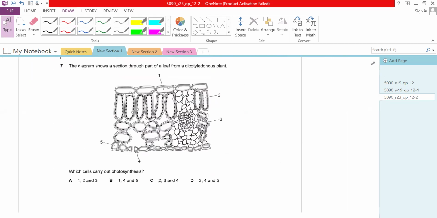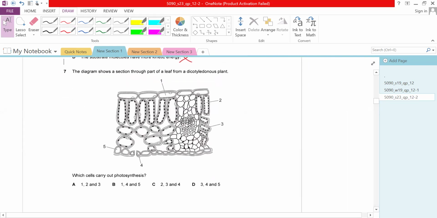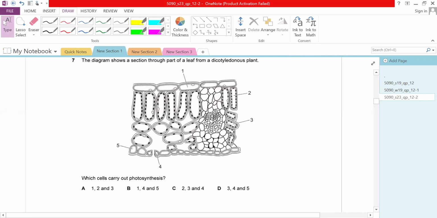Question number 7. The diagram shows a section through part of a leaf from a dicotyledonous plant. Which cells carry out photosynthesis? Now you have to figure out which cells carry out photosynthesis: 1, 2, 3, 4, or 5. Option A is 1, 2, 3; then 1, 4, 5; then 2, 3, 4; and 3, 4, 5. Okay, so let's highlight which cells carry photosynthesis. 2 carries photosynthesis. 4 carries photosynthesis. 4 are the guard cells, and guard cells also have stomata.